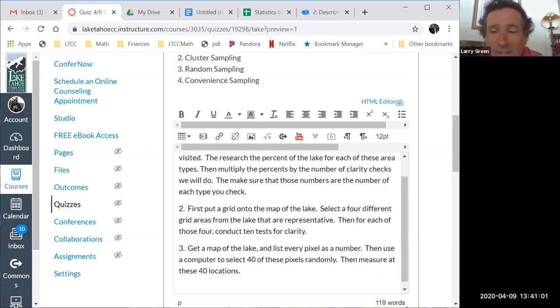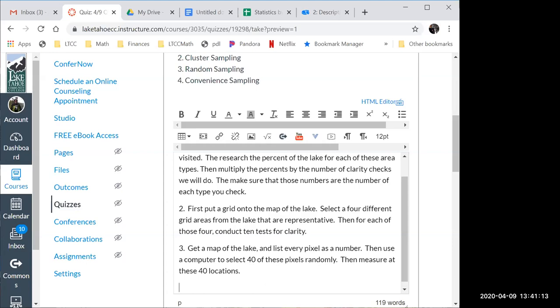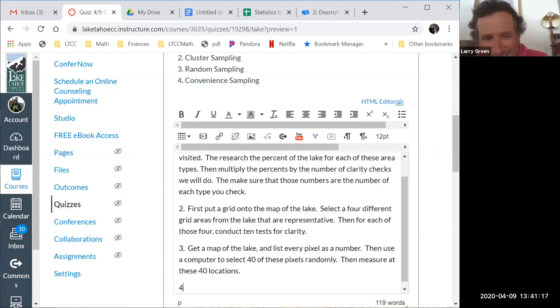Okay, now convenience sampling. I'm hoping you can all tell me how you do convenience sampling. Taking a boat tour around the lake and just sampling. Yeah, take a boat tour. I like those words. Around the lake.